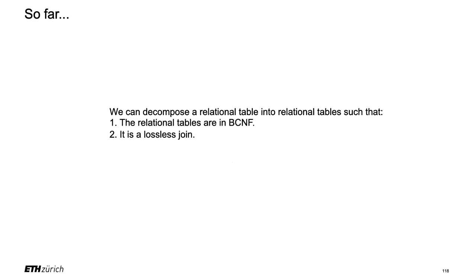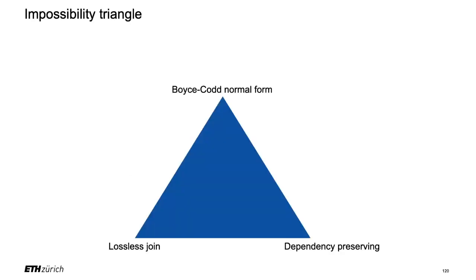And what we don't have necessarily is the preservation of dependencies, right? It might be that we lose some functional dependencies in the process, bad luck. So this is the part we lose. You might have constraints that you could enforce on the bigger table that you can no longer enforce on the decomposed table. So it's a compromise to make here. It's actually an impossibility triangle that you cannot have both Boyce-Codd normal form everywhere and lossless joins and dependency preservation. So you have to give up that one for the Boyce-Codd normal form decomposition, right?